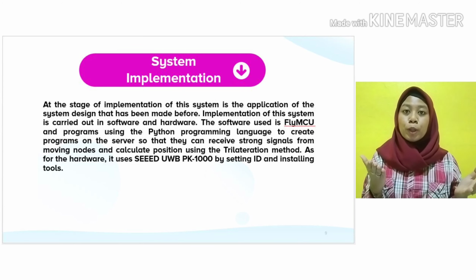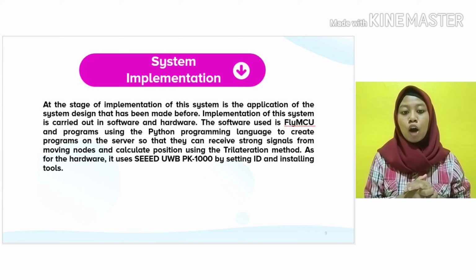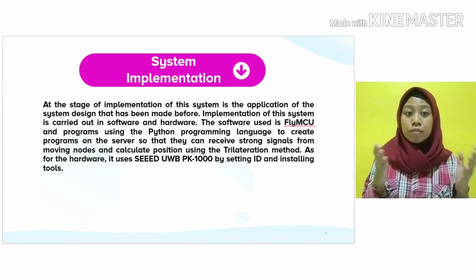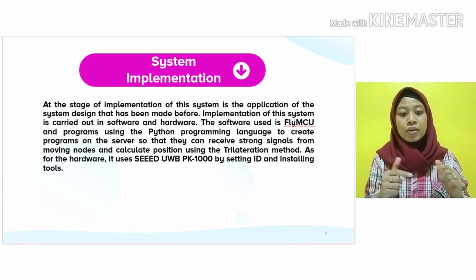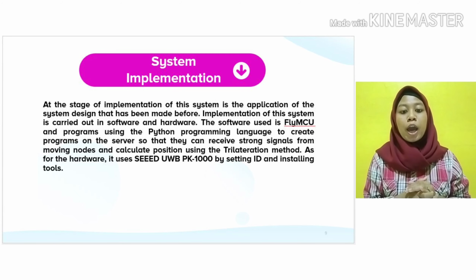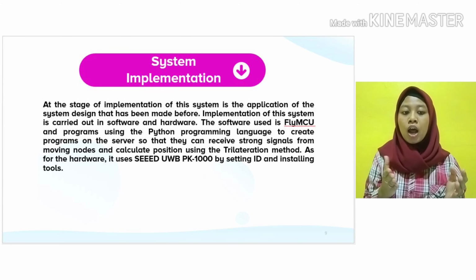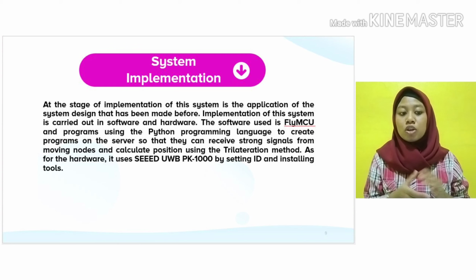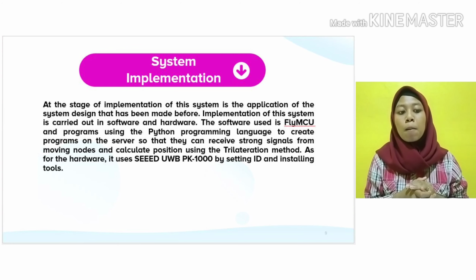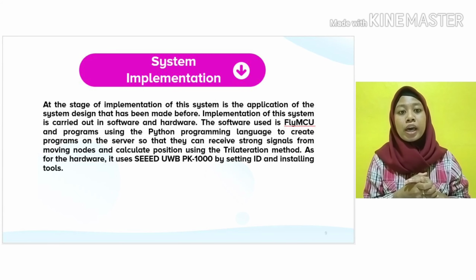And then system implementation. This is the stage of implementing the system design that has been made before. Implementation of this system is carried out in software and hardware. The software used is FlyMCU, and the program uses the Python programming language to create the program on the server so that it can receive signal strength from moving nodes and calculate position using the trilateration method. As for the hardware, it uses SIT UWB PK1000 by setting ID and installing the tool.